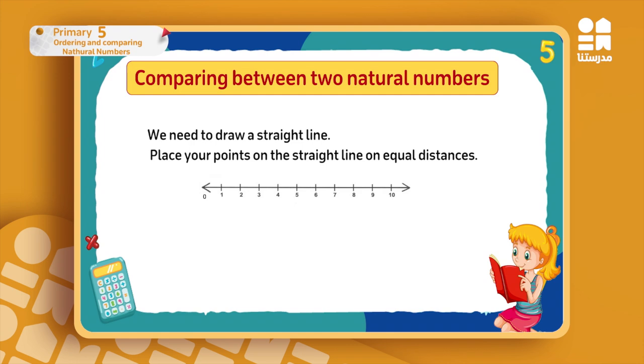As you see in front of you, we have a straight line and we plot our numbers on it. The distance between every two numbers has to be the same all the time, okay? The distances have to be equal. So now our number line is ready and we can use it if we want.